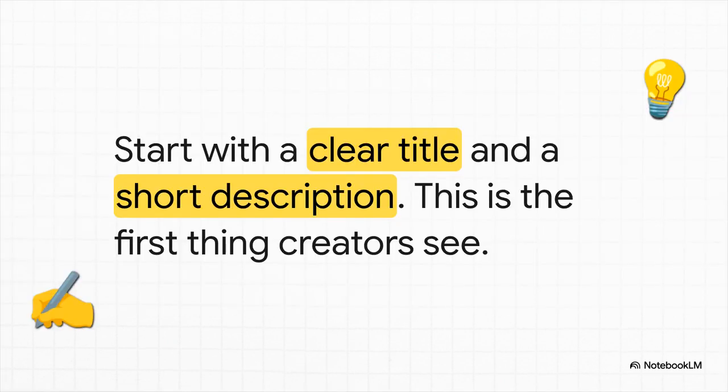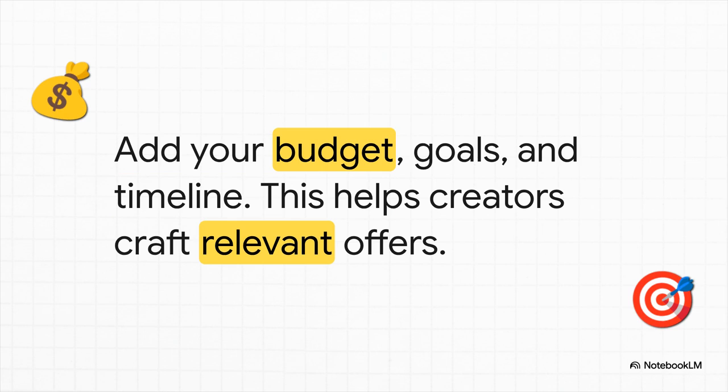First things first, the basics. Your campaign title is your headline. It's the very first thing a creator is going to see, so you want to make it super clear and compelling, something like, "Seeking skincare creators for new product launch." Then the description gives that quick bit of context. Getting this right helps attract the right people from the get-go. Next up, the essentials. Being upfront about your budget, your goals, and your timeline is absolutely critical. This info lets creators pitch ideas that are actually realistic and relevant to what you need. It saves everybody a ton of back and forth later and just sets clear expectations for both sides.